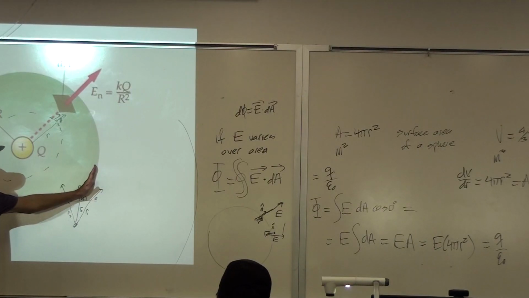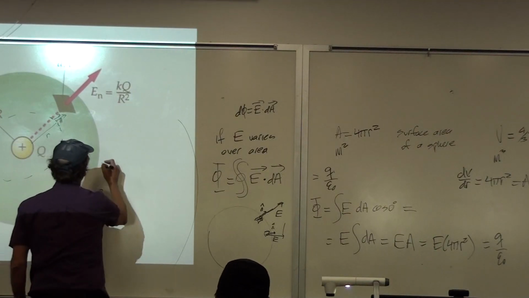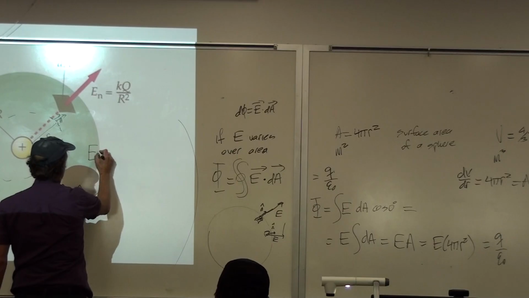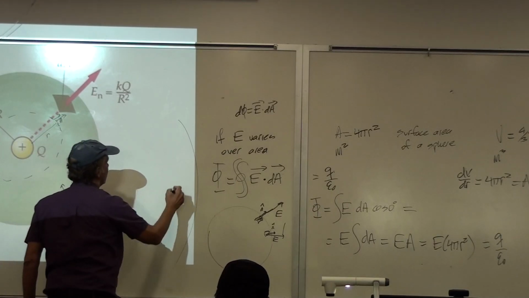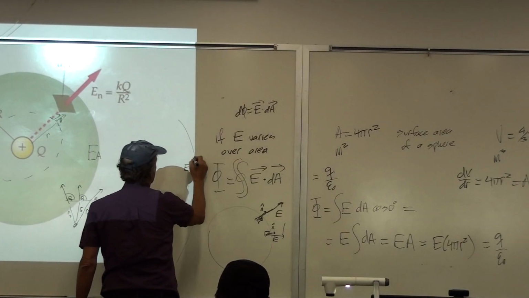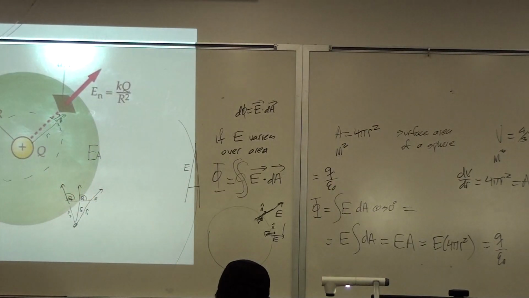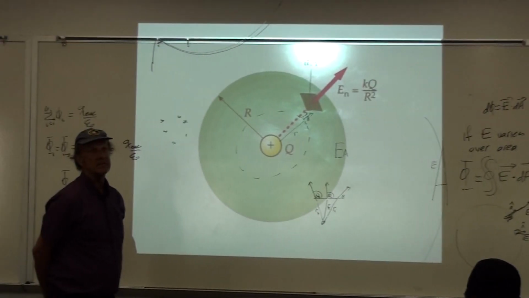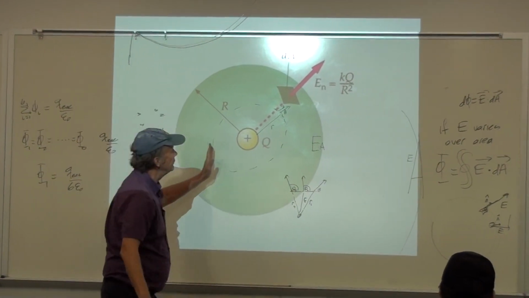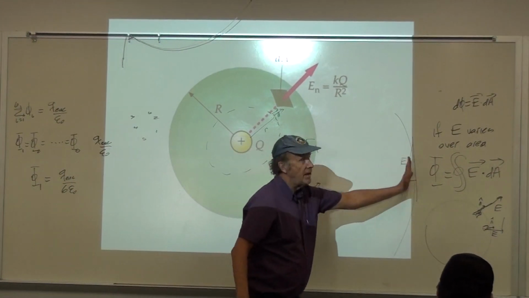But the electric field isn't. Here, the electric field is bigger and the area is smaller. Here, the electric field is smaller, but the area is bigger. But they just compensate for each other so that the flux is the same, because you have the same number of field lines crossing this surface as you do that surface.